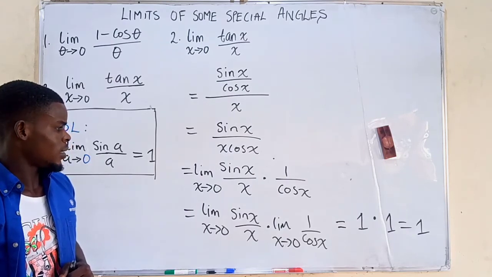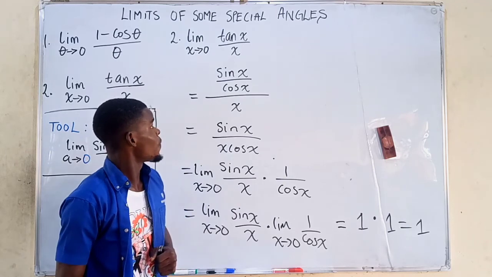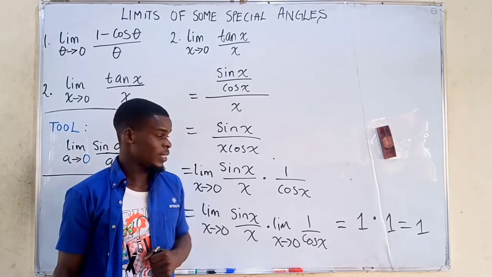Wow, that's nice. So that tells us the limit of tangent of x over x as x tends to 0 is equal to 1.